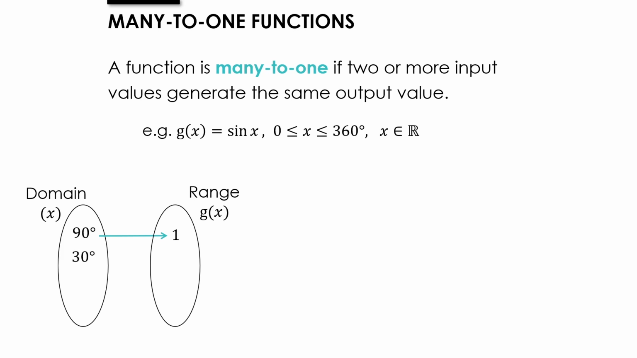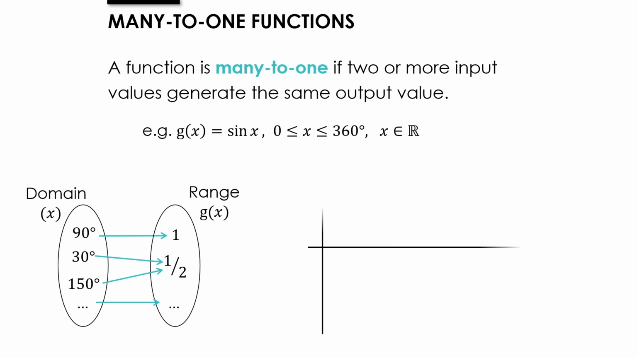If we put 30 degrees in, sine of 30 is 1/2. Now let's think about what happens if we put 150 in. We also get the answer 1/2, and that means we have two input values that are producing the same output. That makes this a many-to-one function, and there are lots of instances on this curve where two inputs will produce the same output. Let's have a look at the graph to see why that is.